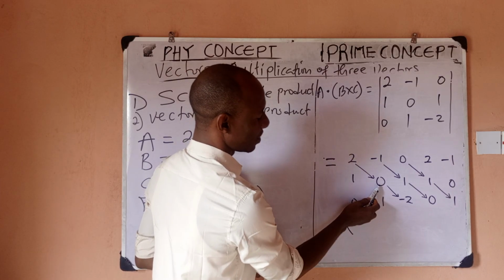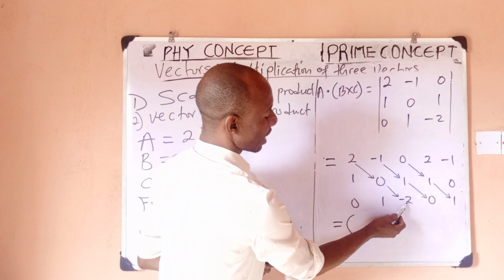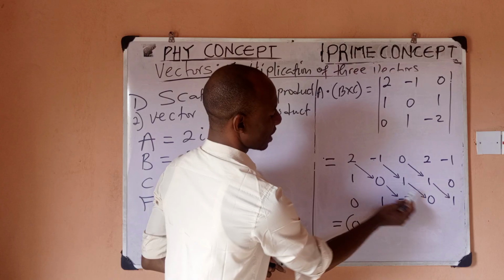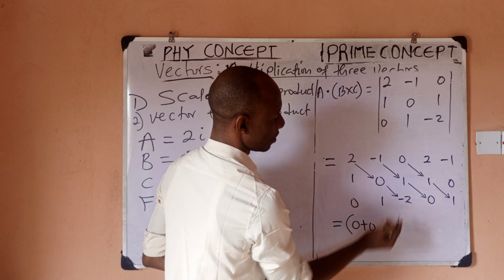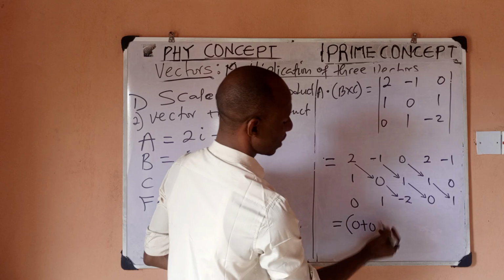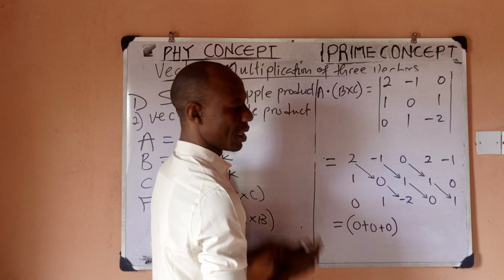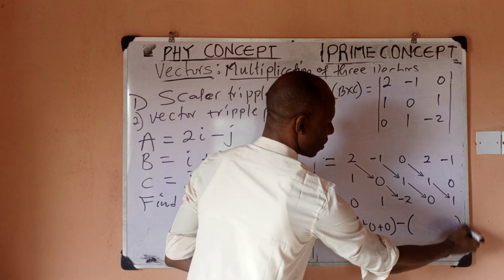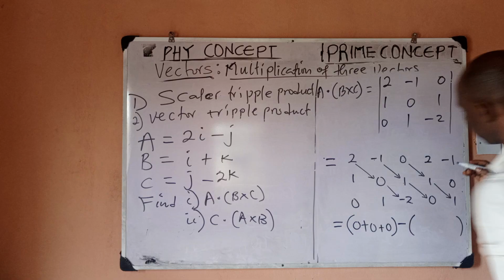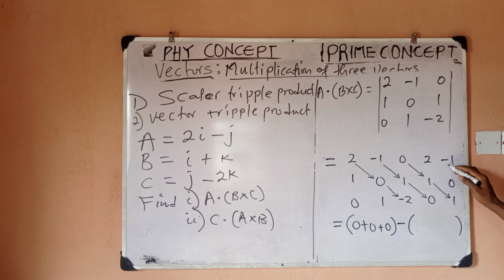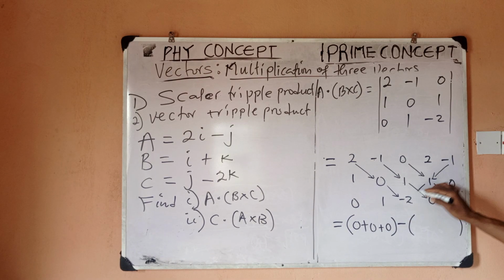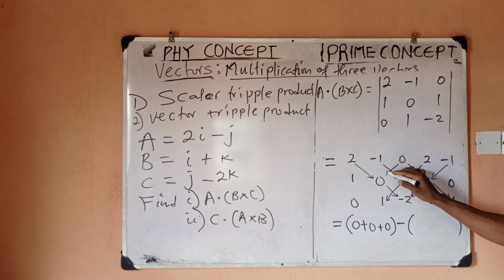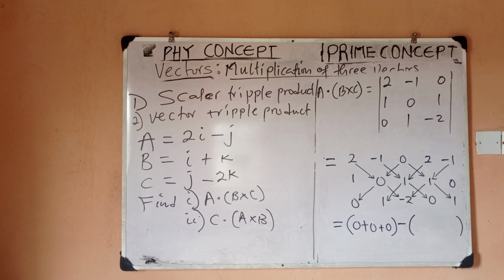So I have 2 times 0 is 0, 0 times this is 0. So I have 0. This times this times this is 0, so I also have 0. This times this times this is also 0, so I also have 0. Since I'm done multiplying this direction, I'll close it, introduce minus, then open my bracket and multiply the other way. I'll create another diagonal of 3 elements. So I have this, this, this, and then this. Follow that, you'll see it.